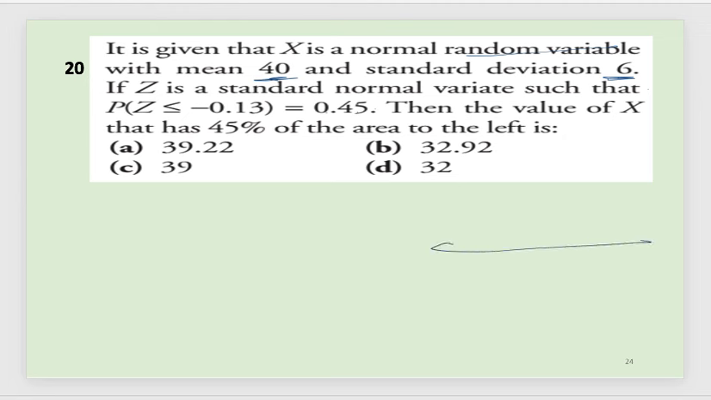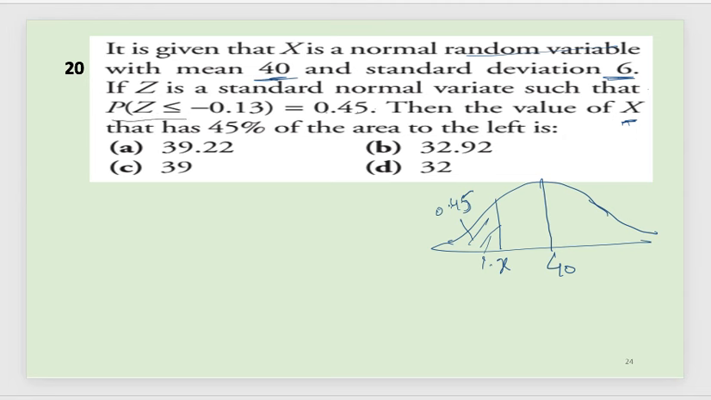So first of all, let us see how it looks. We know that this location is 40 for the mean, and we don't know the left hand side. 45% is 0.45 area, and this value is x, which I don't know. The value of x is what they are asking, so we don't know this value and we want to find it out.